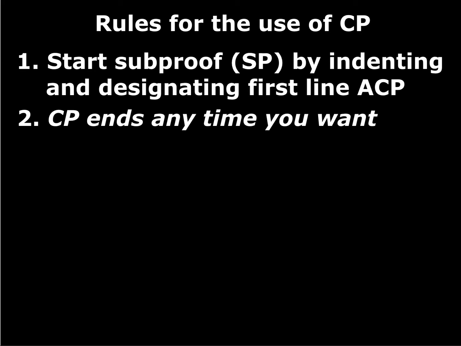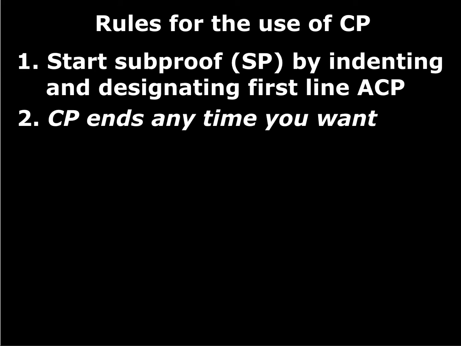And I'm underlining this because with the other proof strategy we're going to get in chapter 4, indirect proof, this isn't true. In indirect proof, you have to derive something very specific before you can end that proof. If you try to end it any other time, then you've done indirect proof incorrectly. With conditional proof, you can end it any time you want.